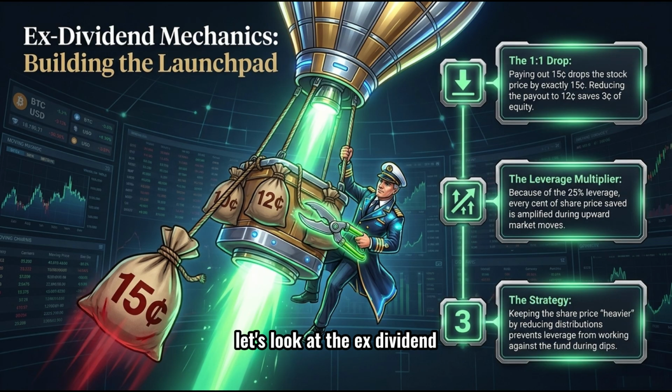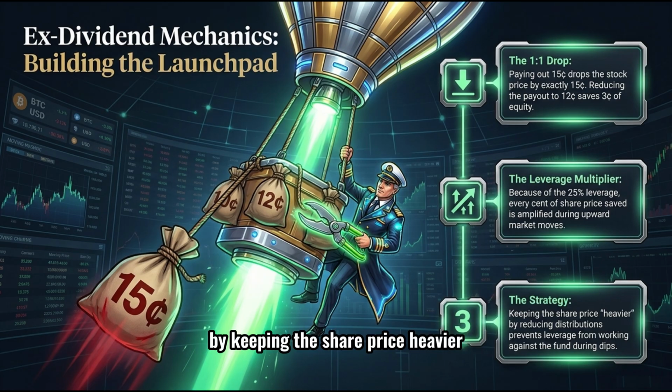Let's look at the ex-dividend mechanics through a macro lens. Every time MSTE pays out that 15 cents, the stock price drops by exactly 15 cents. If they cut it to 12 cents, the stock only drops by 12 cents. Because MSTE uses 25% leverage, every cent of share price you save by paying a lower dividend is amplified on the way back up. If the share price erodes too far, the leverage starts to work against you, making it harder to recover from dips.